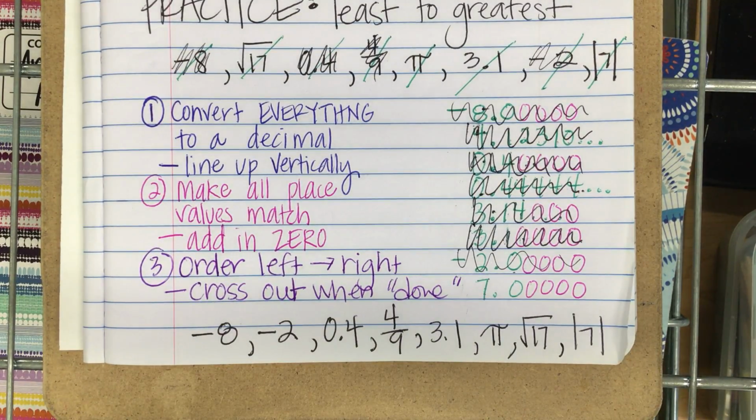Now they're in order from least to greatest. And why did we do this? Because you have to be able to move numbers around. Because you have to know the value of a number.